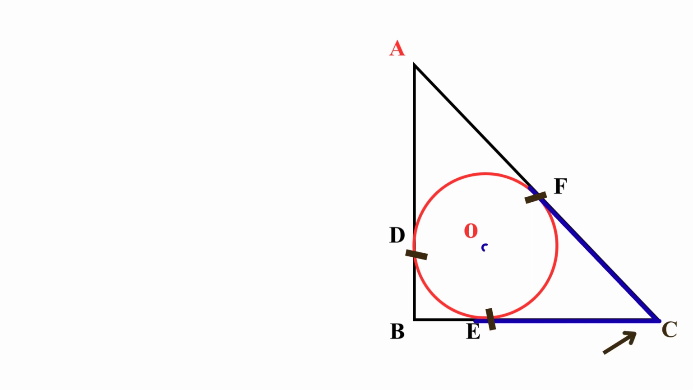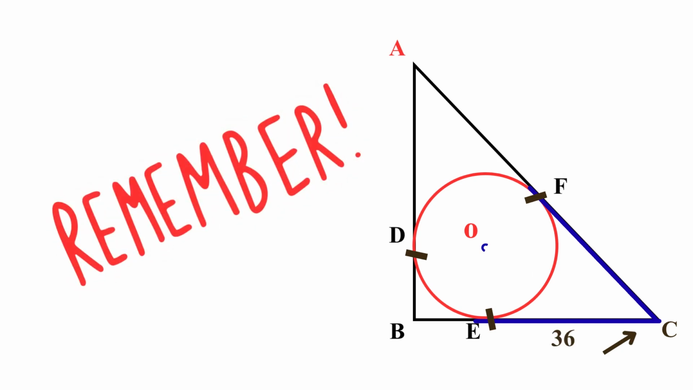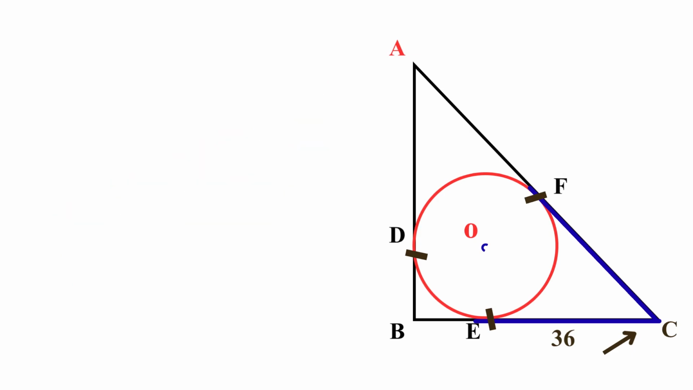So, we know that CE is 36 units, and we just discussed that when 2 tangents are drawn from the same external point, they have equal lengths. Therefore, CF is also 36 units. We just used the tangent property at point C, right? Well, the same principle works at point A.